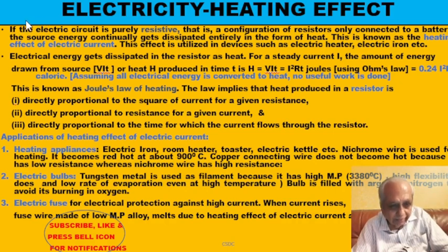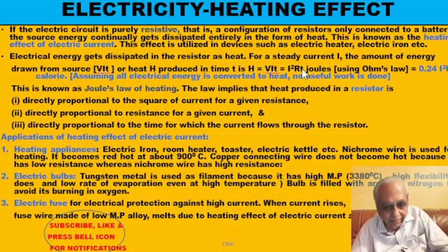Now, this heating effect of electric current we are using in the electric heater, in the electric iron, in the filament bulb, and in the electric fuse. There we want that heat should get produced and we can use it. Now, how much heat gets produced? Whatever energy we are supplying is getting converted into heat. Just now we have learned the energy we supply is VIT or I square RT. So, this is the heat produced.